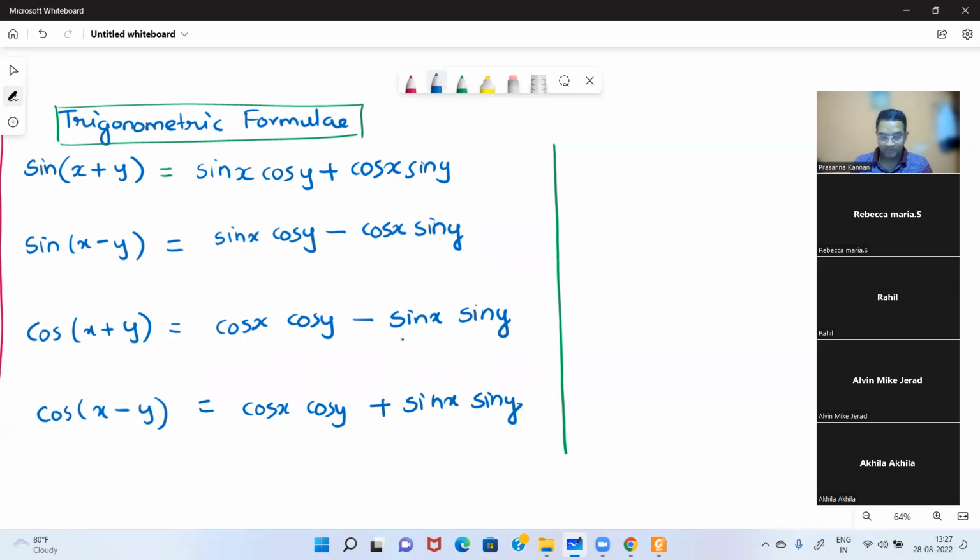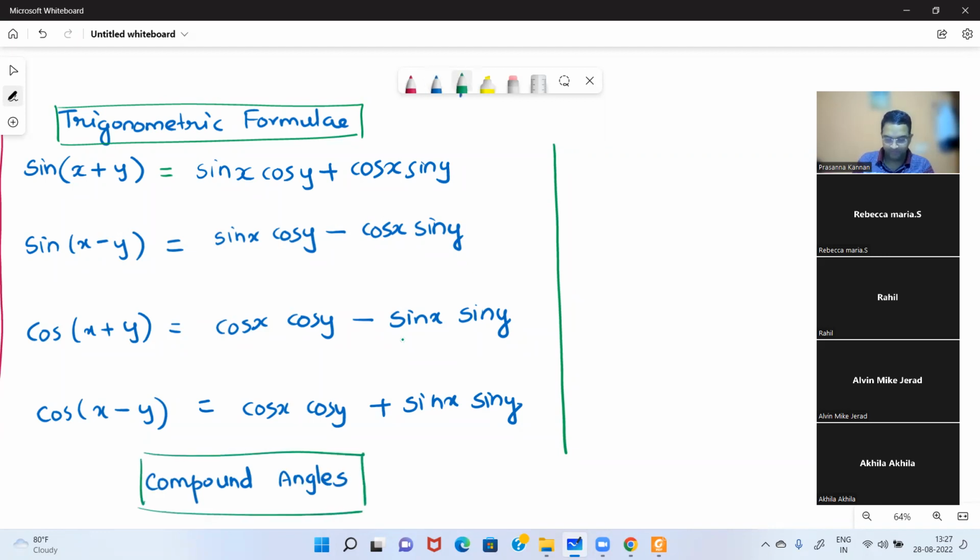Now, we have something called compound angle formulas. So these formulas are called compound angle formulas. Then we have something called multiple angle formulas. Right? So if you see, what is multiple angle?